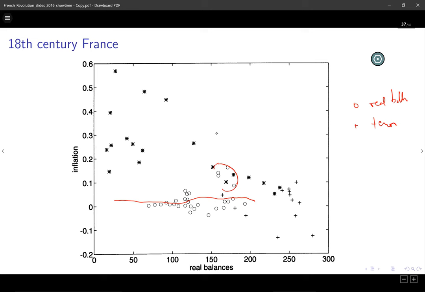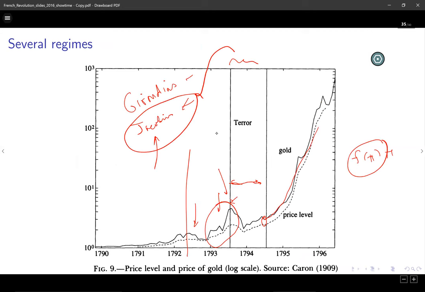What happens with the terror is you shift the demand for real balances way far to the right. Look where that went. They went even farther. Bigger real balances are being held than were even held under the Adam Smith regime. That's what the guillotine will do to you. It's not the rate of return. It's punishment. This increases way to the right. And inflation doesn't go up very much at all. It actually goes down. Look at this. These are big negative inflation rates. That's what we saw in this graph right in here.